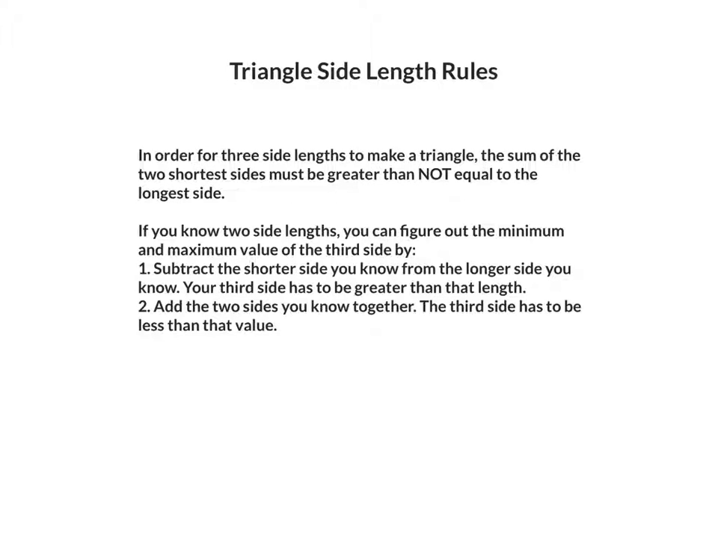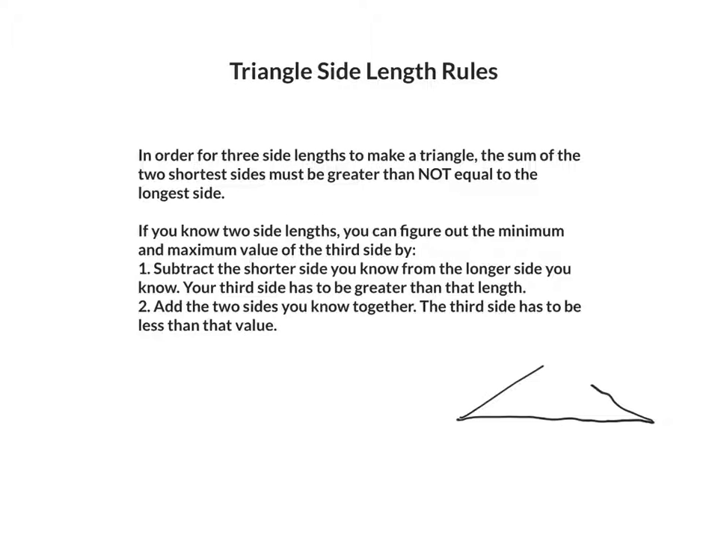Next, I'm going to talk about triangle side length rules. Some people might think that you could just have any 3 side lengths for a triangle, but that's not true. There are specific rules. The reason for that is if I have one side that's really too long, then my 2 shorter sides won't be able to connect. So the rule is, in order for 3 side lengths to make a triangle, the sum of the 2 shortest sides must be greater than, not equal to, the longest side.